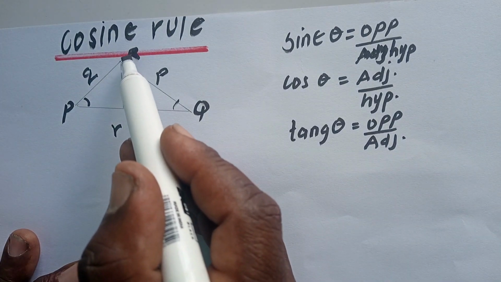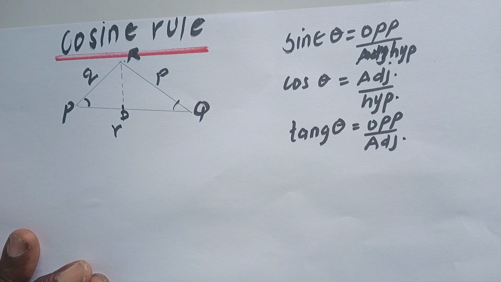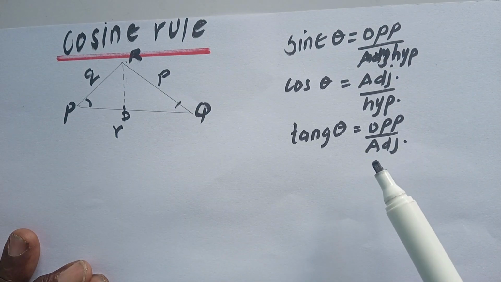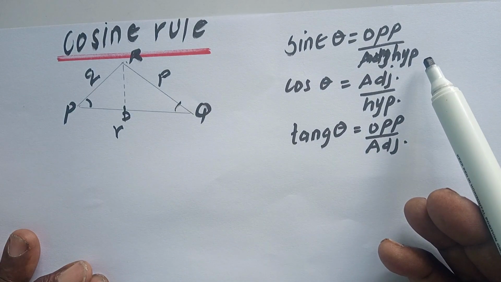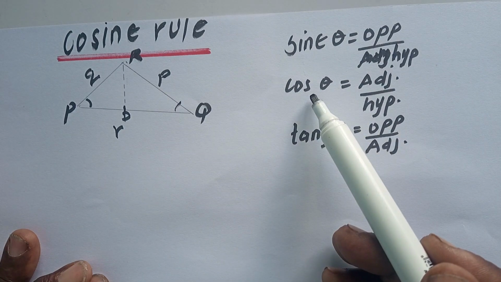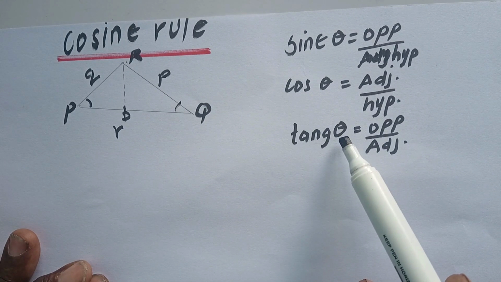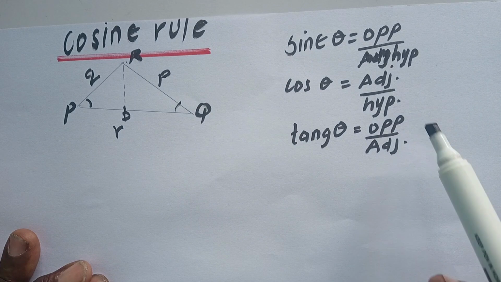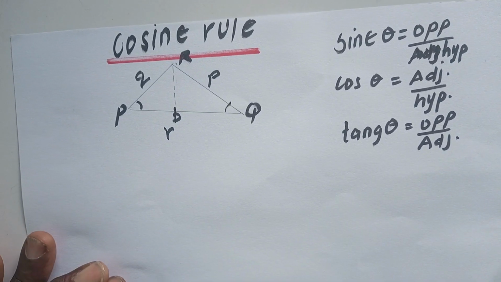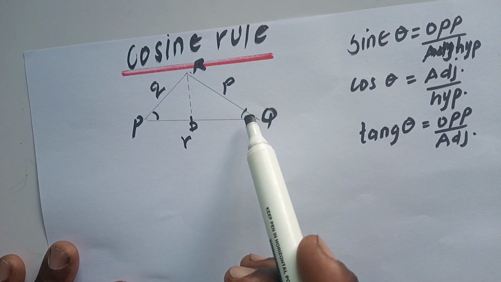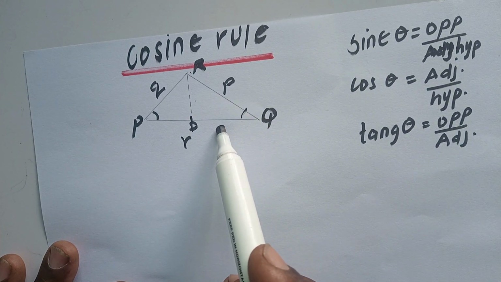Now we drop a perpendicular from R. Let us call this one as our point A. In a right angled triangle, the sine is normally given as opposite over hypotenuse. Cosine is normally adjacent over hypotenuse. The tangent of the angle, this is the angle now, is opposite over adjacent. That is an eye opener. Now we move on to our triangle. Now directly opposite Q here we have, this is our opposite, this is our hypotenuse, this is our adjacent.